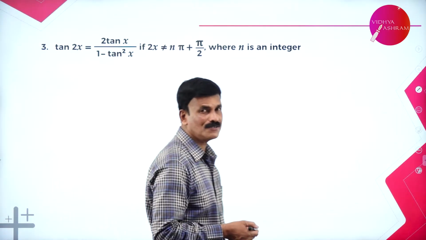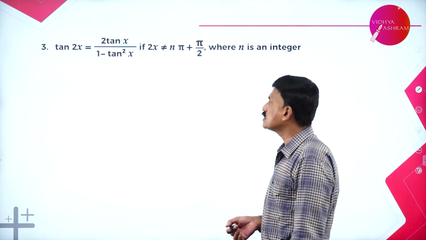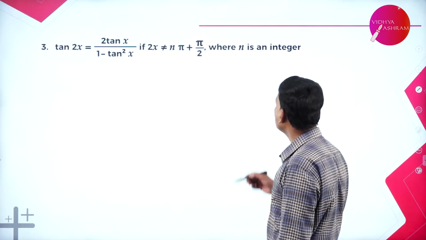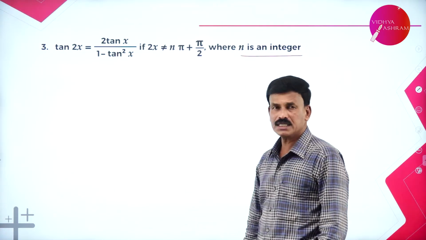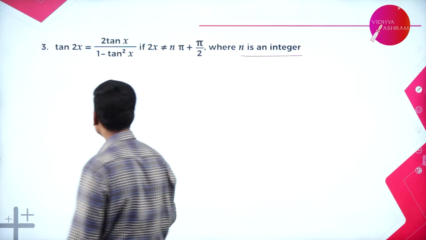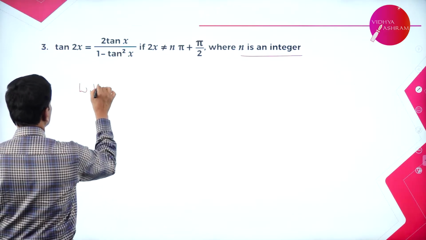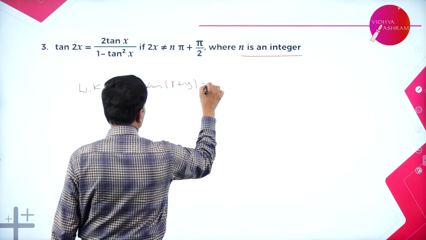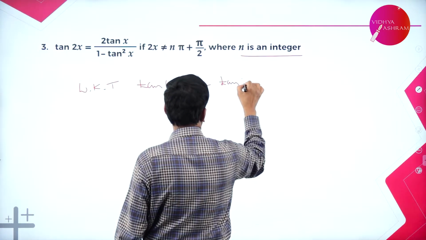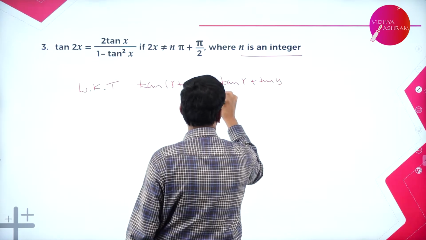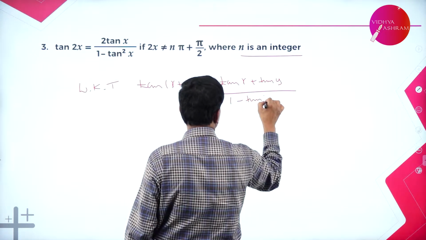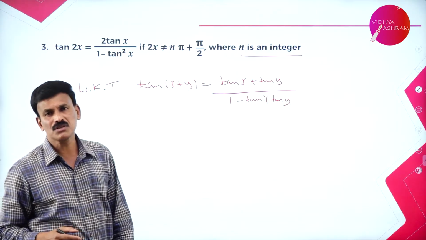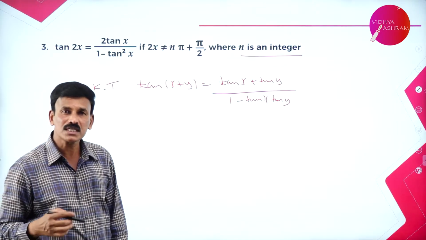So to prove that tan 2x is equal to 2 tan x divided by 1 minus tan square x, if 2x is not equal to n pi plus pi by 2, where n is an integer. Now for this also, let us come to the relation. We know that tan (x plus y) is equal to tan x plus tan y divided by 1 minus tan x tan y.